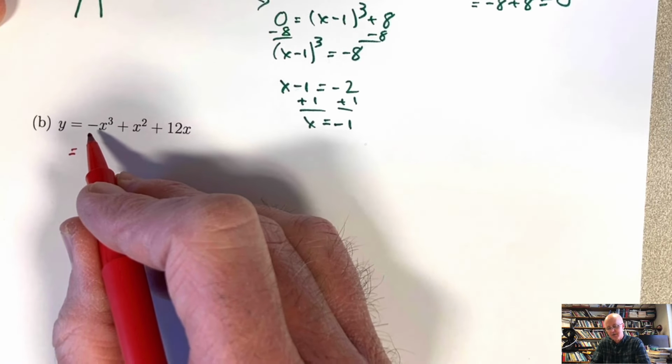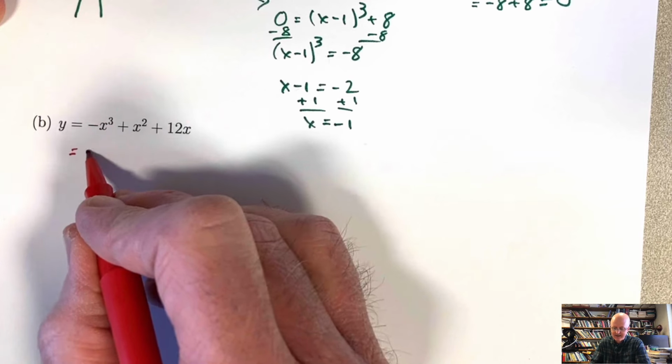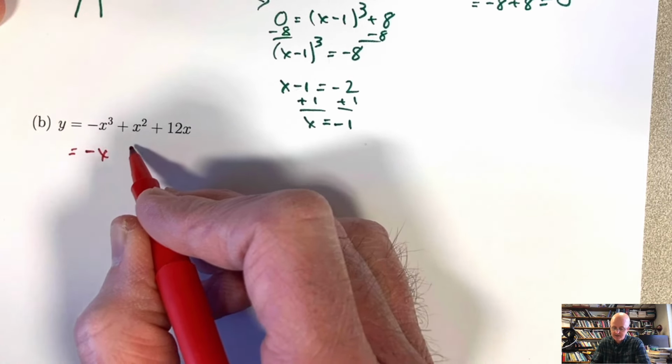Also, the leading coefficient is negative. Maybe we want to factor out a negative x to make it a little easier on ourselves here.